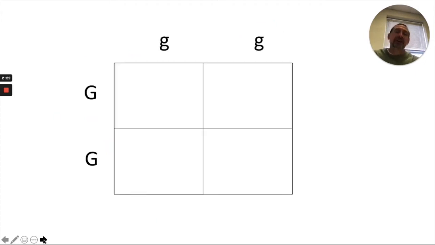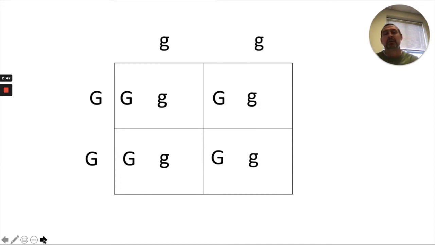If we were going to try to figure out all the possible combinations between two parents, we can do that using a Punnett square. We put the genotypes from one parent along the side and the genotypes from the other parent along the top. Next, we just move the genotype from the side over and the genotypes from the top down. And when we do, we come up with a combination that looks something like this.